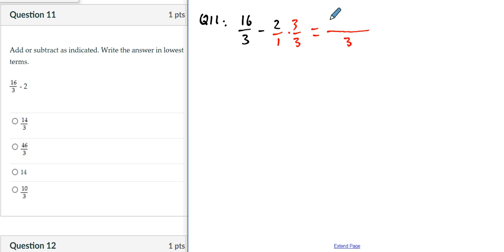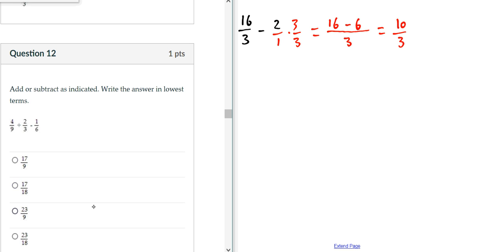1 times 3 is 3. And then upstairs is 16 subtract 6, since 2 times 3 is 6. And then we have 10 over 3. The final answer right here is 10 over 3. The last one right here.